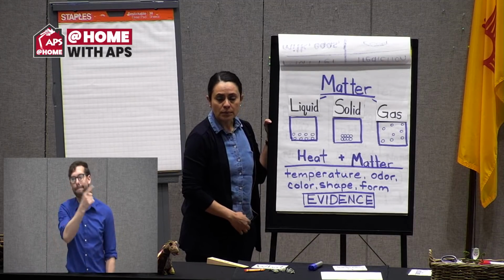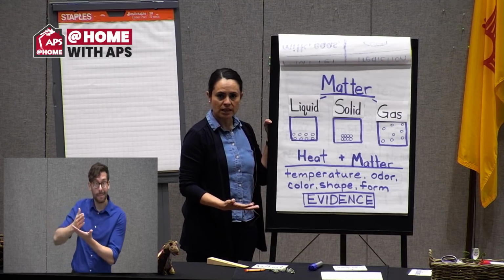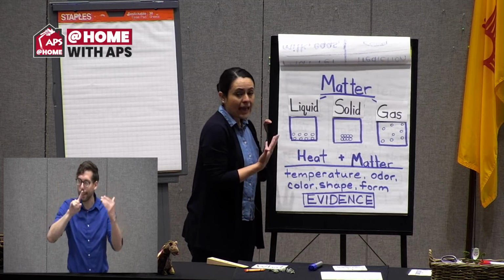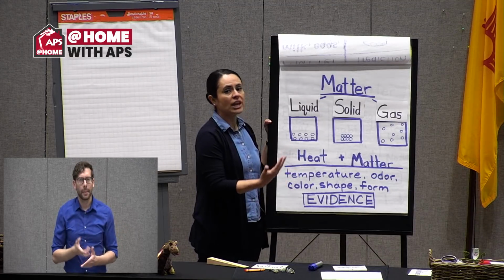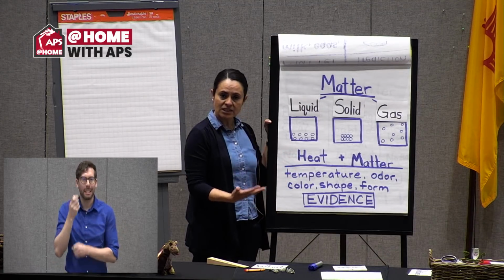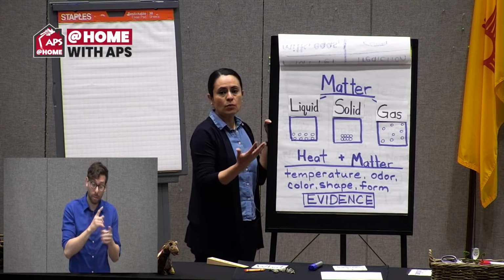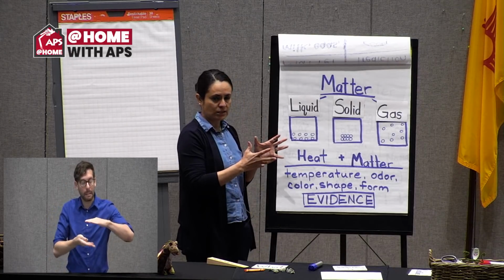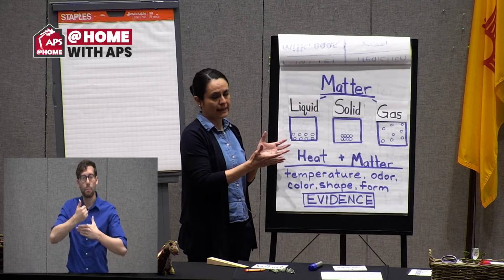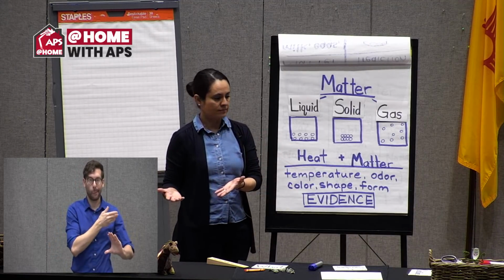Maybe you help with cooking in the kitchen. Maybe you see grown-ups around you doing the cooking. So what is some evidence that we know that heat has changed the matter? Because sometimes heat can change the matter and sometimes it can't. For example, when we're baking a cake or bread, we see the matter changes from the way it was before we added heat or put it in the oven or cooked it, and then after.